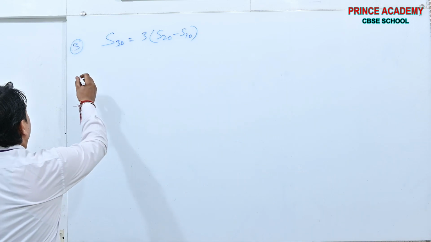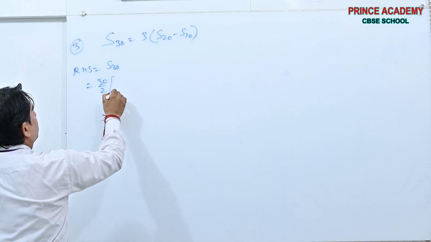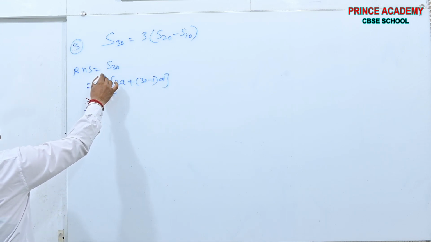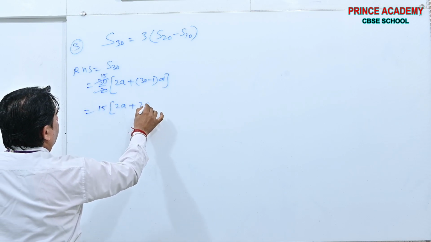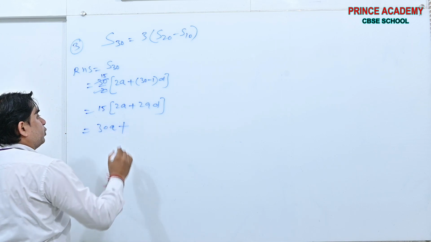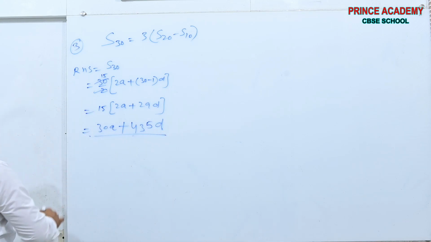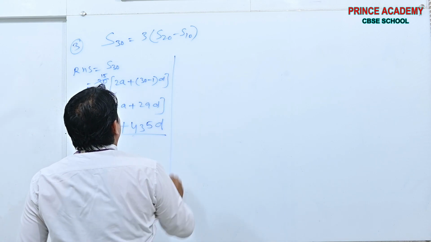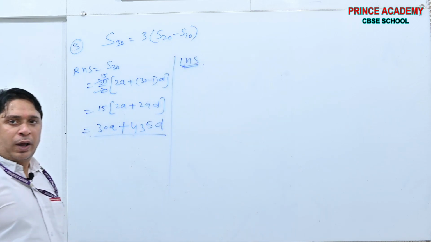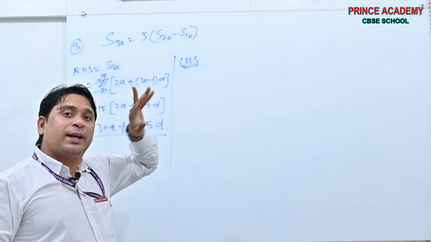Then apply the formula. Right hand side, S30: n by 2, 2a plus n minus 1 d. Okay, cancel. 15, 2a plus 29d. Multiply: 30a, 15 into 29 is 435d. So simple, isn't it? When numerals are there, questions become so simple. S20 minus S10: if you want, you can find S20 and S10 separately and then put the values here. You will get the desirable result.